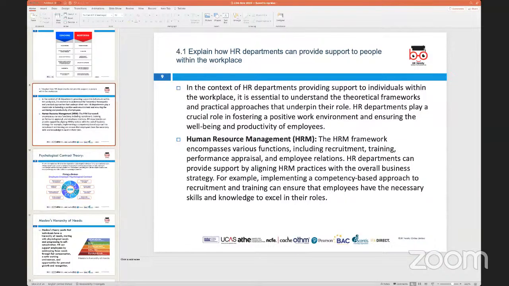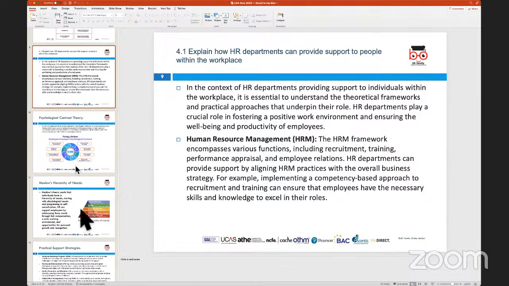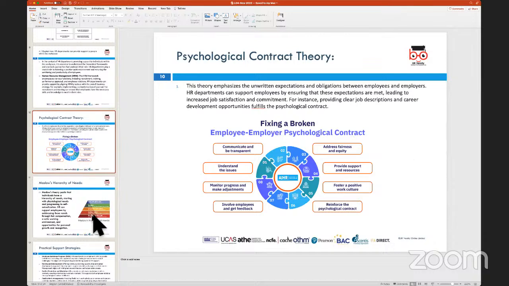Now, since we have looked at discussing some of the problems, let's look at the practical examples of how and where we need this support from HR. One of the first things that we look at is two theories before we go into the practical support strategies. One of the theories is the psychological contract theory. This theory emphasizes that expectations and obligations between employee and employer are always there.